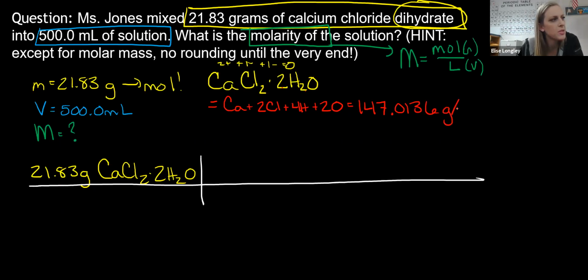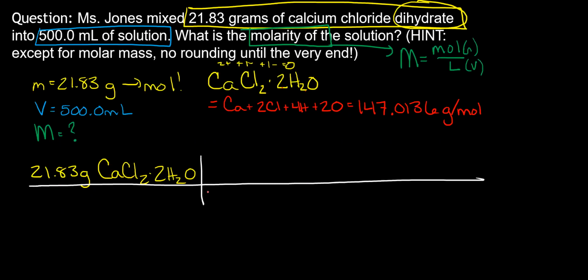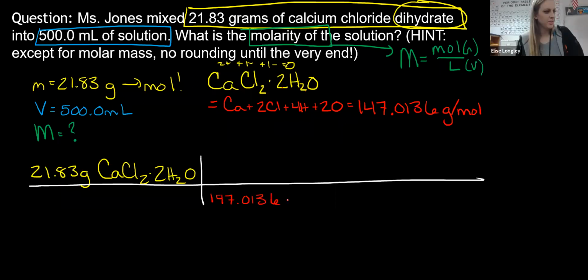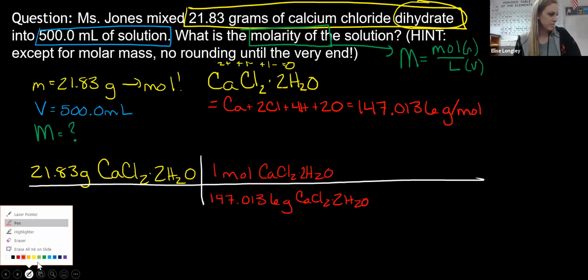All right, so if you guys do this right, you should have gotten 147.0136 grams per mole. Awesome. So Lucas, how does this number help me? How do I convert this to moles? You'll take that number and divide. You put that on the bottom. Yep, so that's the grams, and then the moles goes on top. And that's for the CaCl2.2H2O. Awesome, so that's gonna give me moles, okay?